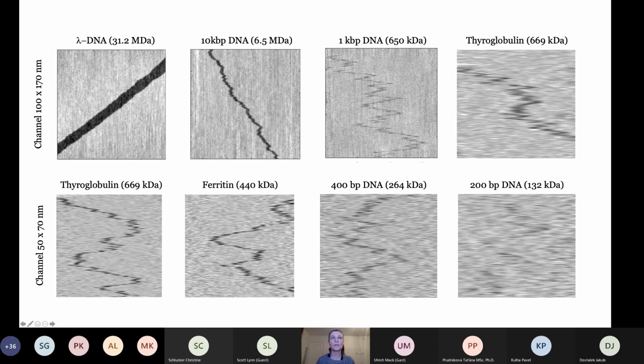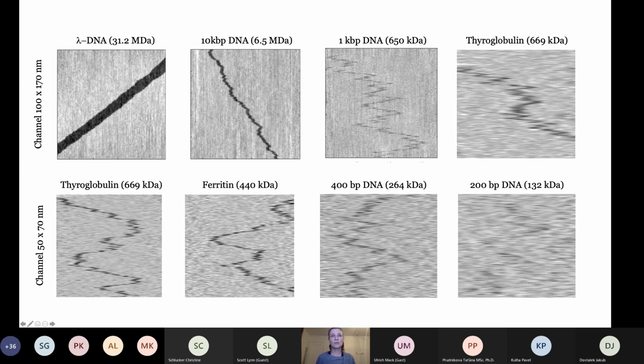And you can also see here that as the molecule becomes smaller and smaller, these trajectories become more wiggly, because the Brownian motion, or the diffusivity basically, increases when the molecule gets smaller and smaller. So the Brownian motion becomes faster and faster.